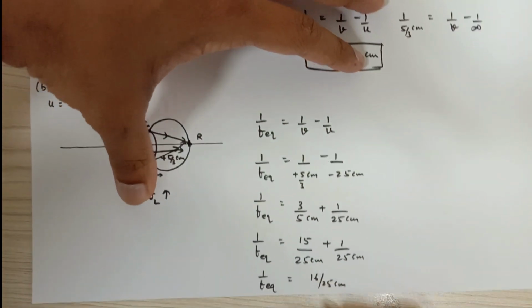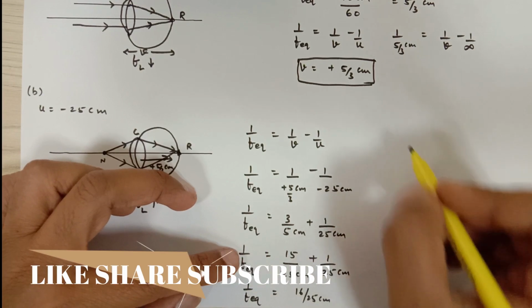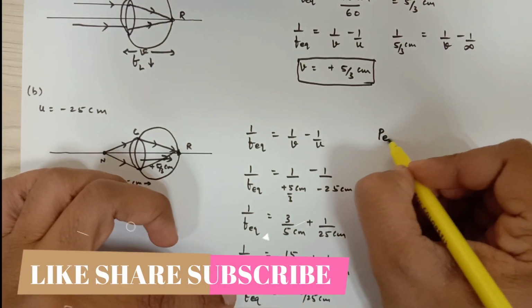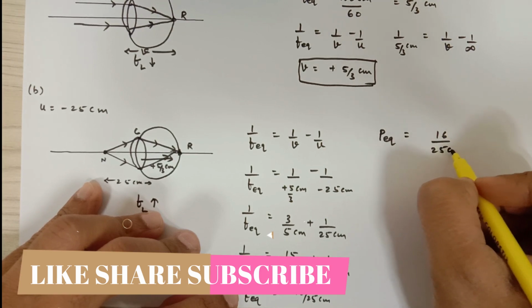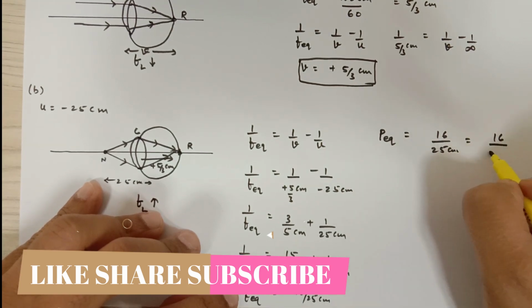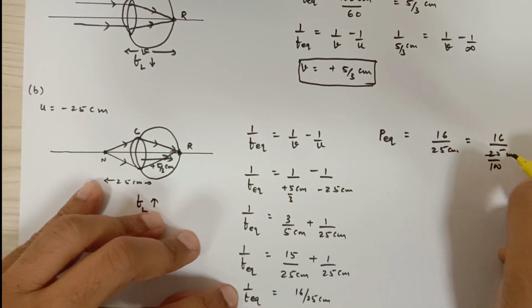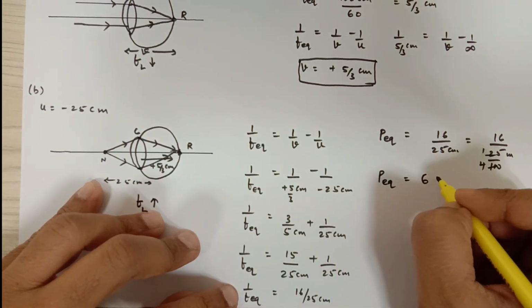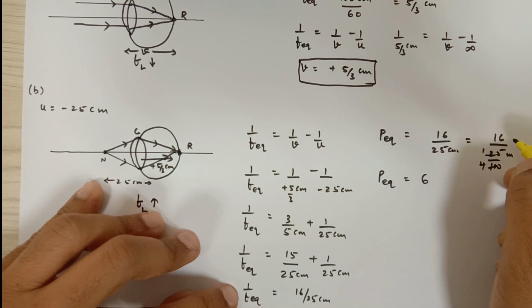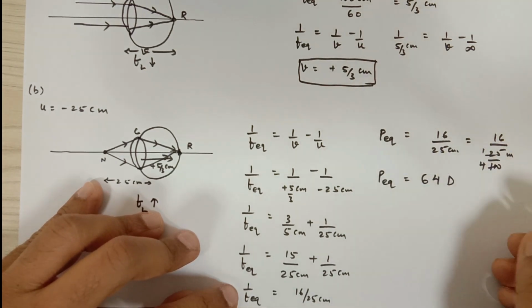You see that 20 centimeter is written down, correct? So 1 upon f equivalent is the power equivalent, which is equal to 16 by 25 per centimeter. That is 16 upon 25 by 100 meters. I am converting this into meters, so this 4 goes up. So the power equivalent is equal to 64. Have I done it correctly? Yes, 64 diopters. Yes, no error over here.